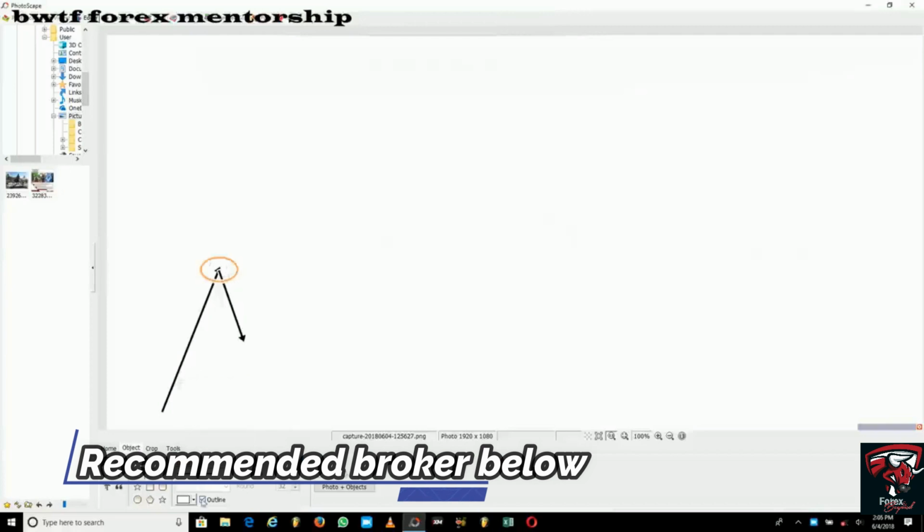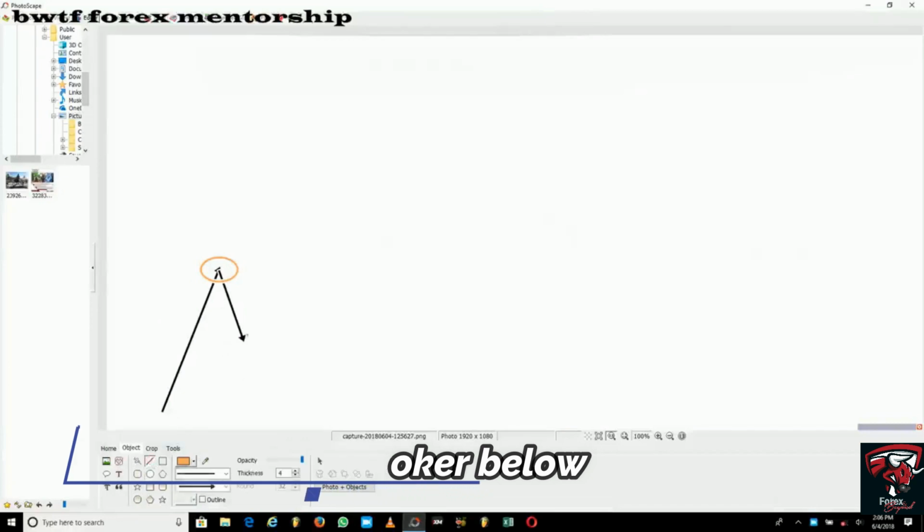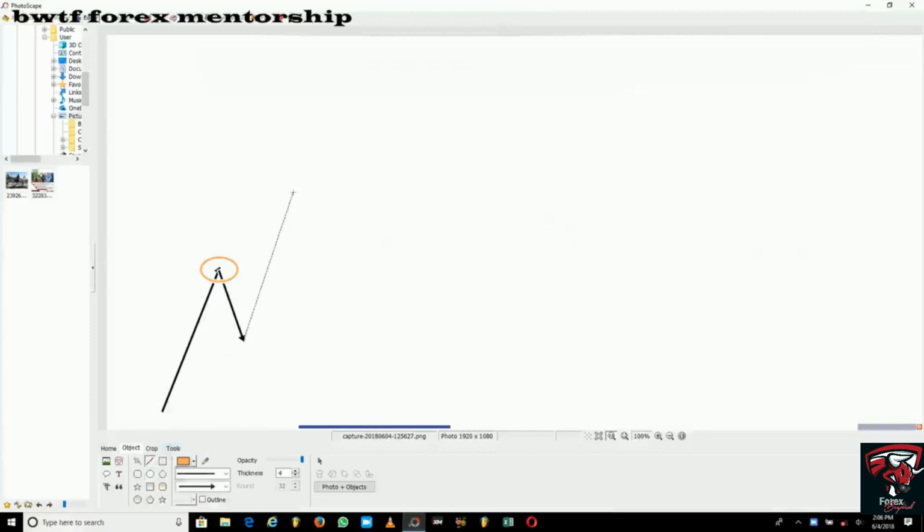So let me do this. And now what you can see is the market goes up. The market goes up. The market goes back up. And what you can see here is that's another swing. You understand? And then the market goes up, goes down. And then that's another swing.